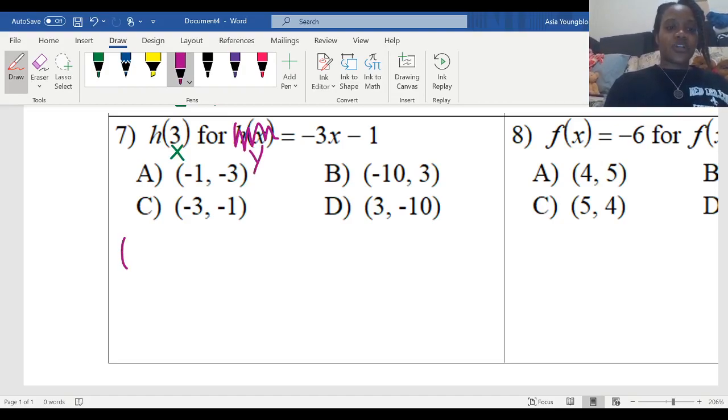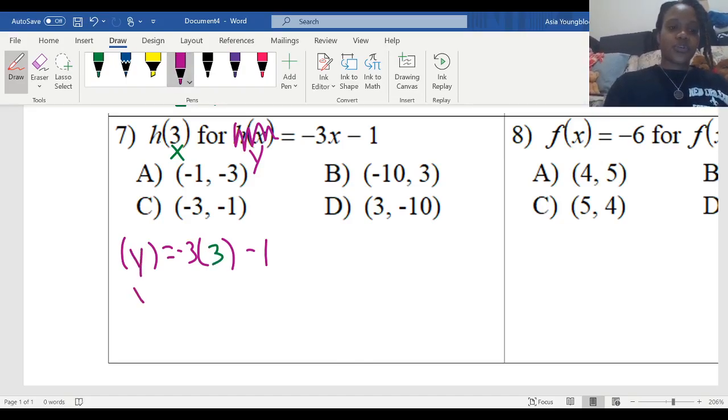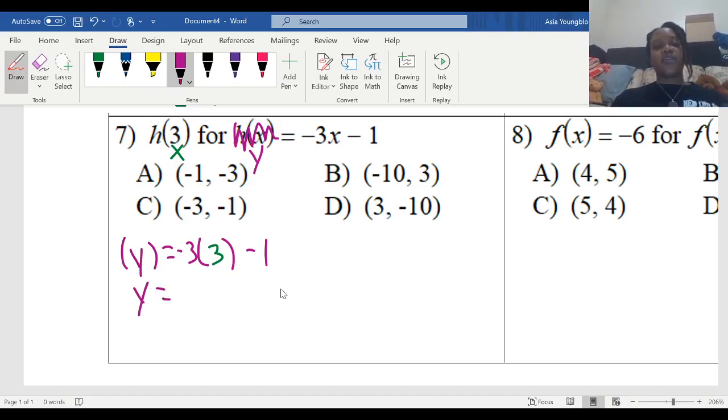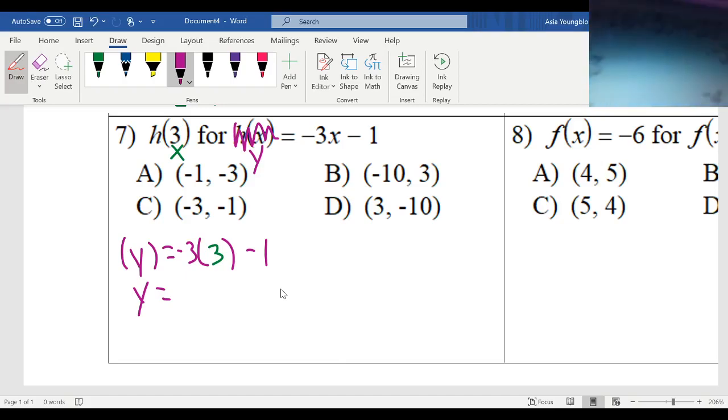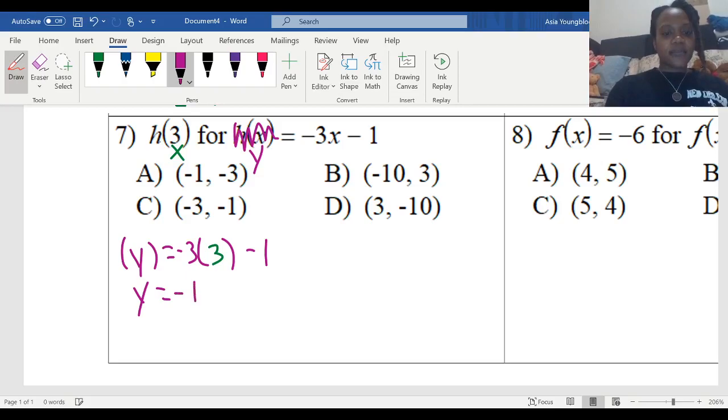So for our equation, we're going to have blank equals negative 3 times blank minus 1. Again, this 3 is the x value, so it's going to be plugged in here for x. So 3 goes here, and y is what we're looking for. Y is what we do not know. So we're going to have y equals, and then this side of the equation we can just type into our calculator. Negative 3 times 3 minus 1, which should get us negative 10. So y equals negative 10.